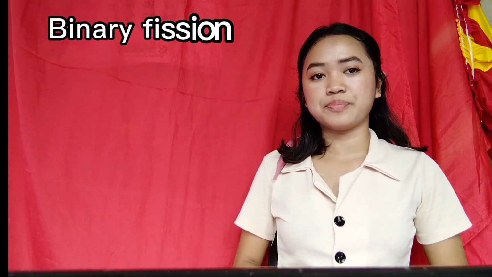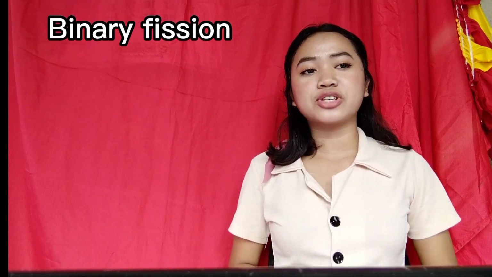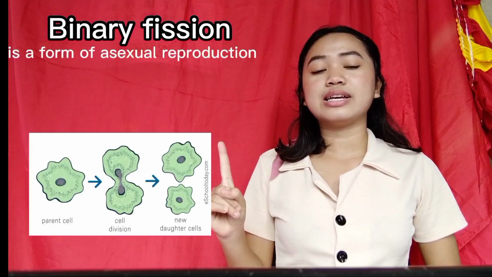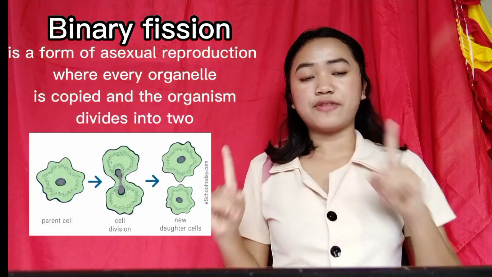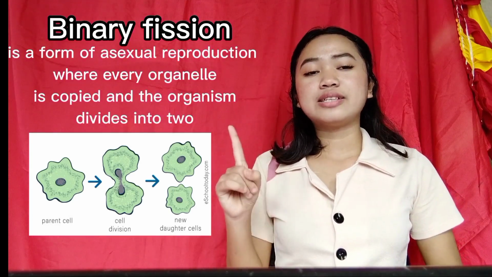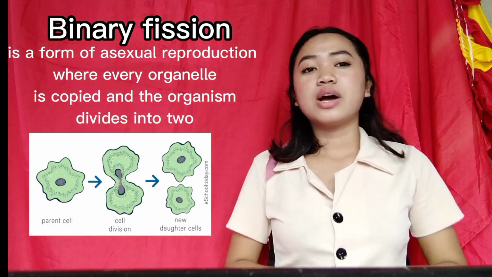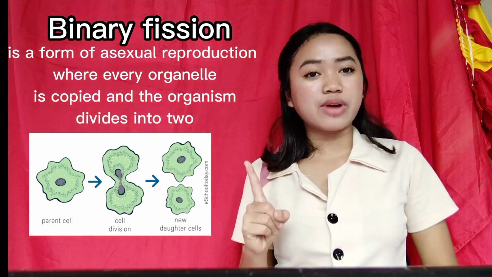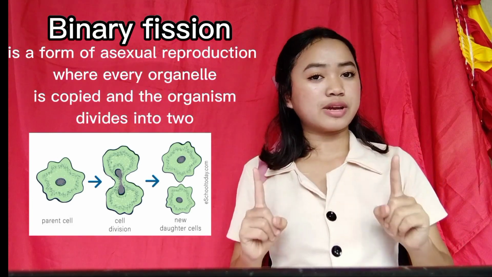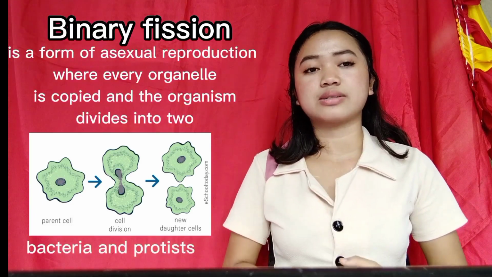There are several types of asexual reproduction. First is binary fission. So what does binary fission mean? In binary fission, every organelle is copied and the organism is divided into two. So basically, an organism is divided into two and only one identity. It means whatever the parent has, the offspring will have too. An example for that is bacteria and protists.